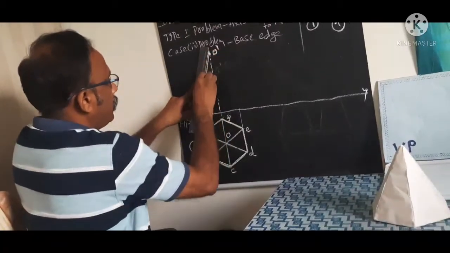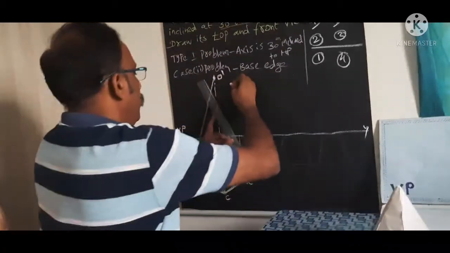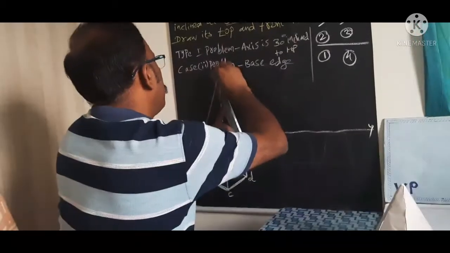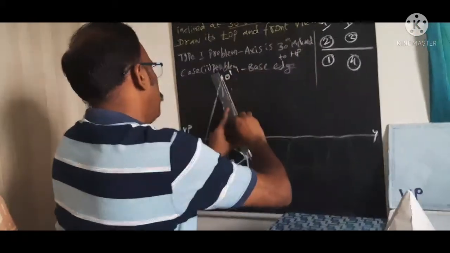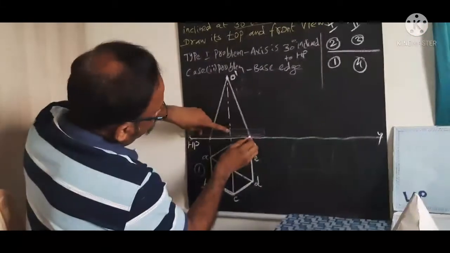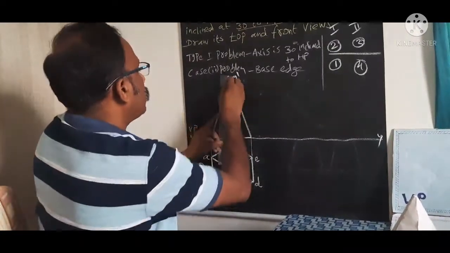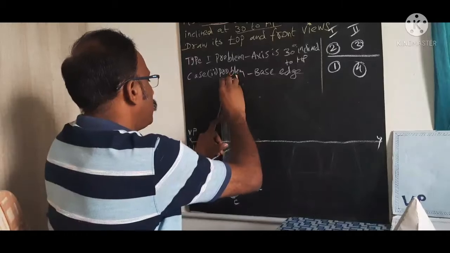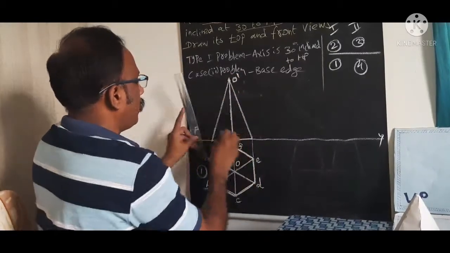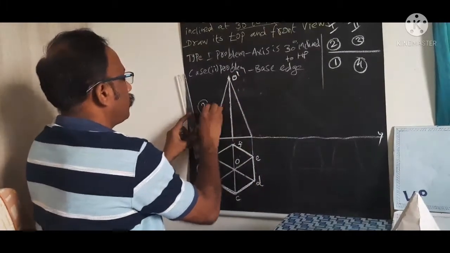This is my slant edge of this pyramid. Slant edge of the pyramid, and we need to draw this bottom edge also. And this edge is also visible. So now I completed step number 2.